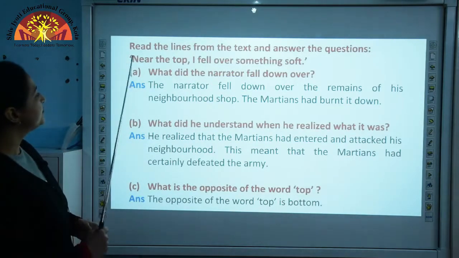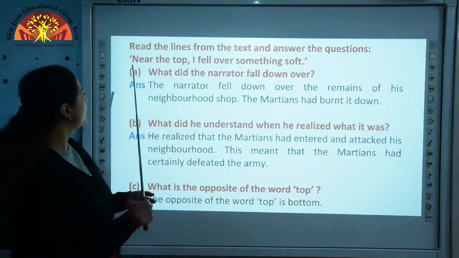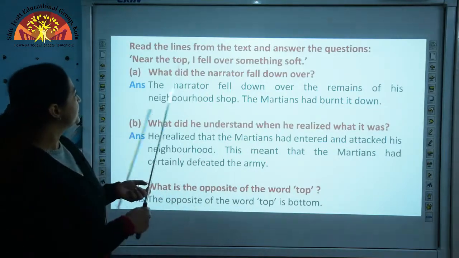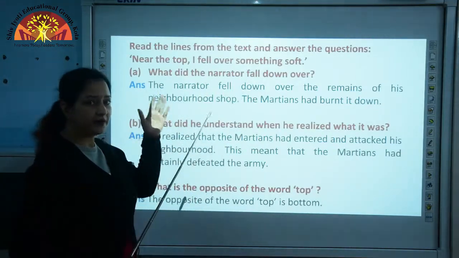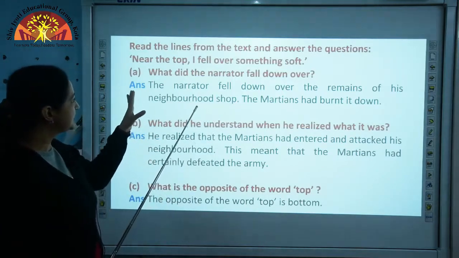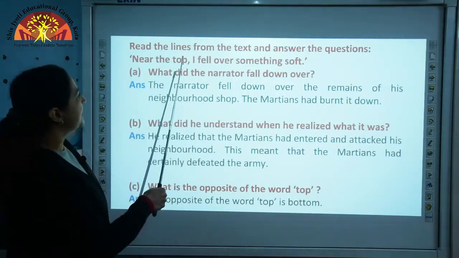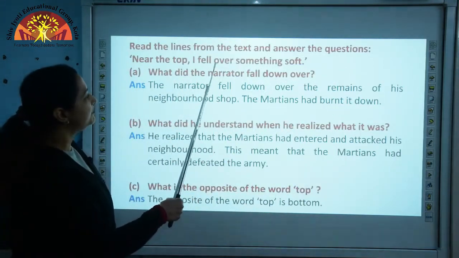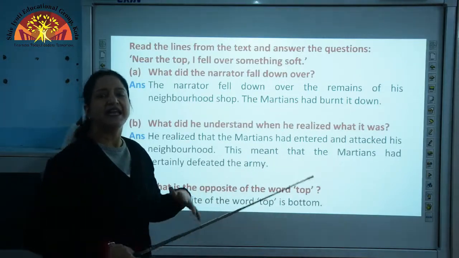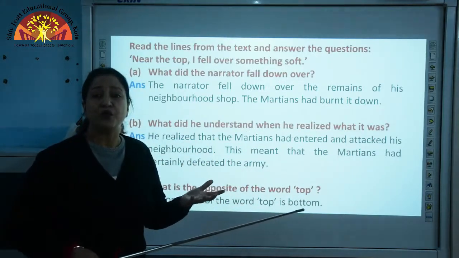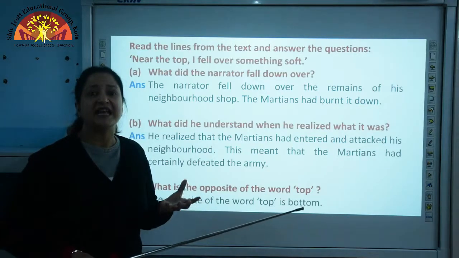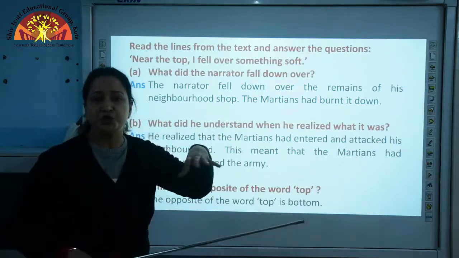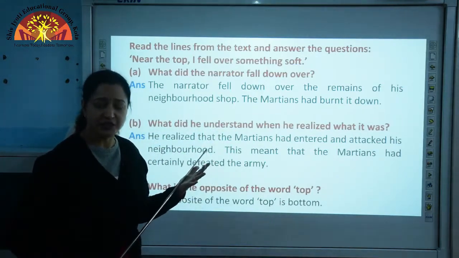Moving further to reference to context. Now here one sentence is given and the questions are asked related to this line. So be attentive here and listen carefully. Read the lines from the text and answer the questions. Near the top, I fell over something soft. He fell over something soft, and what was that soft thing, soft material? It was leftover ash of a neighborhood shop. We have read this in the chapter.